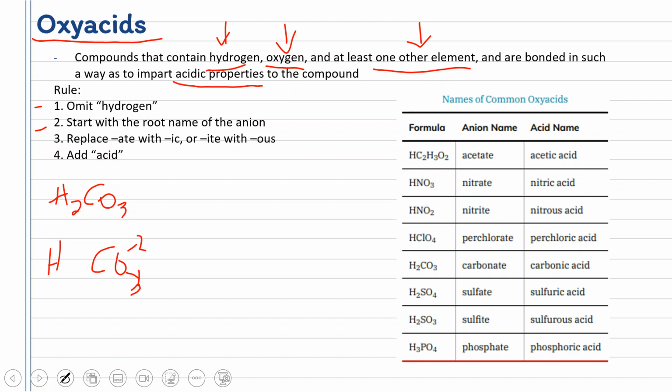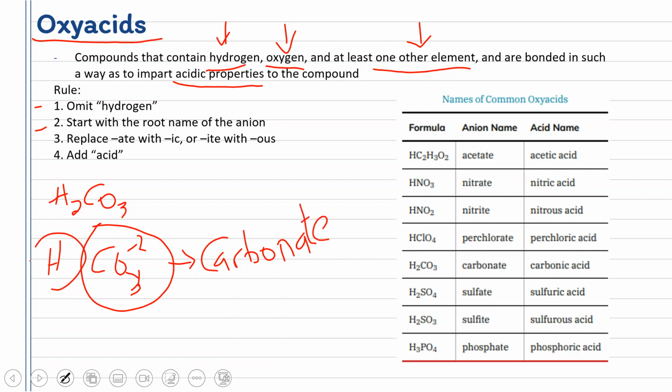Now, who remembers the name of this anion, CO3 2 minus? If you remember from what we learned previously, the name of this anion is carbonate. So if you are omitting the hydrogen, we're going to be left with only the anion, and the name of the anion is carbonate. So it says that start with the root name of the anion. So I know that my name is going to have something like carbonate.